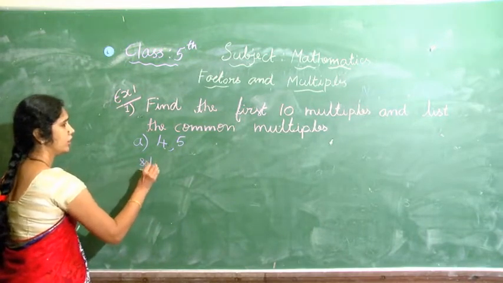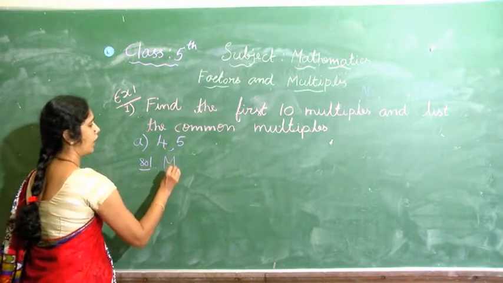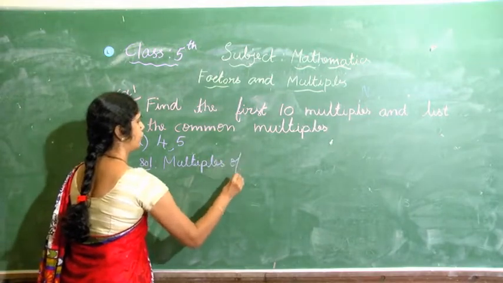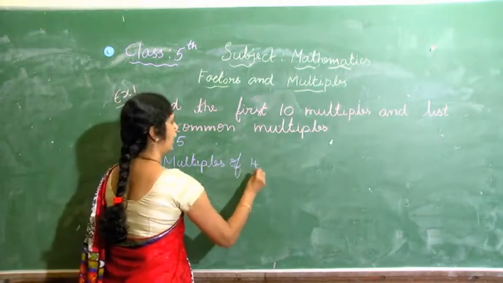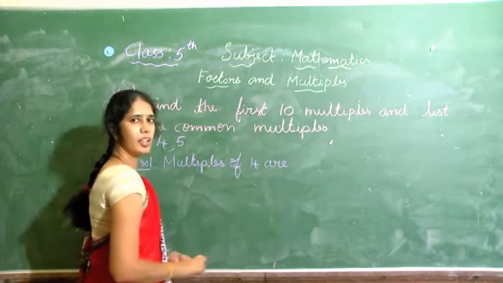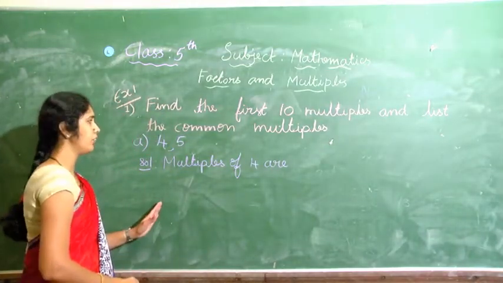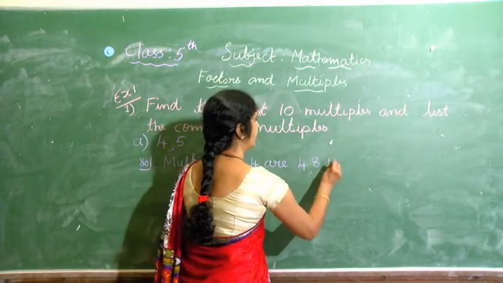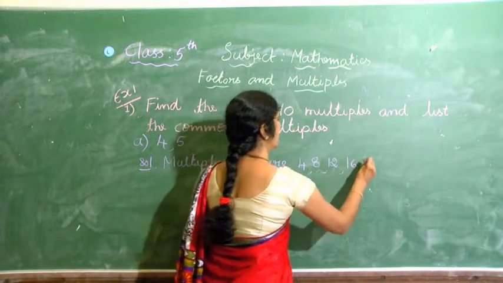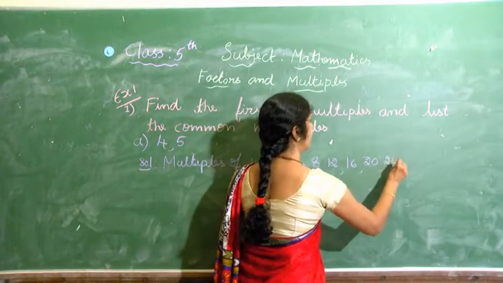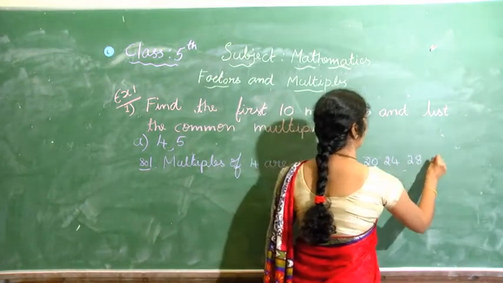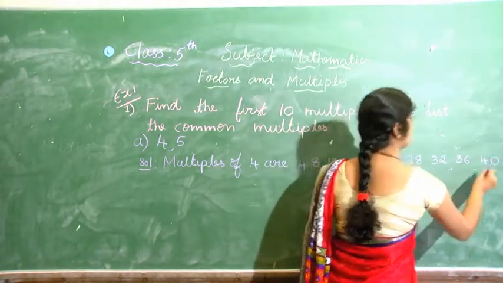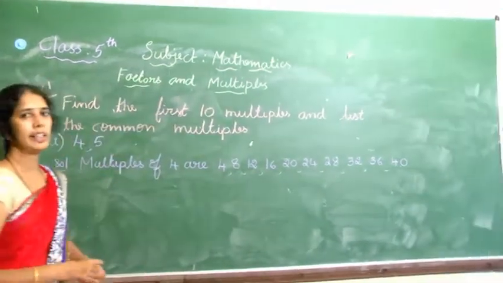Solution. Multiples of 4 are: see, as I told you earlier, you have to write the multiplication table of 4. That is 4, 8, 12, 16, 20, 24, 28, 32, 36, 40. This is the first 10 multiples of the given number.